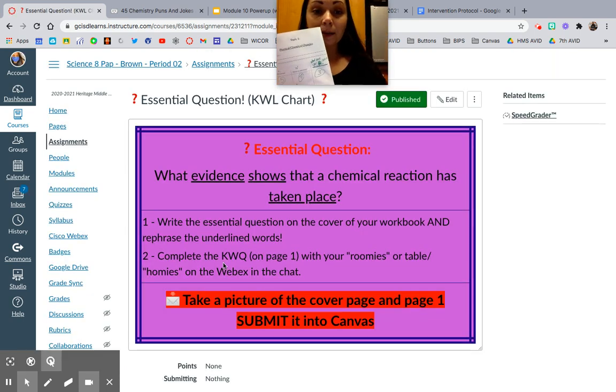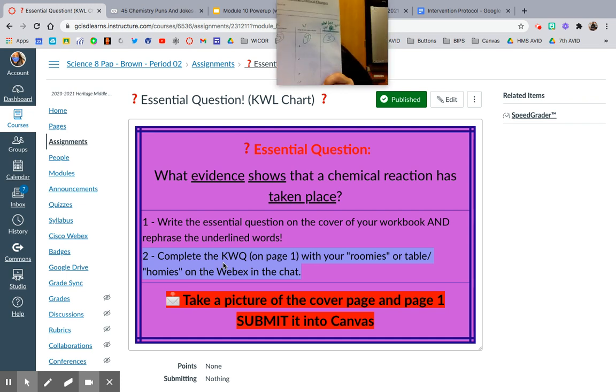So number 2, complete the KWQ chart on page 1. So what I'm going to have y'all do instead is I'm going to have y'all change the last column to what have you learned, because I want a KWL chart. And then you're going to tell me 5 things you know about the essential question. So you're going to rewrite it again. Yes, you have to rewrite it again.